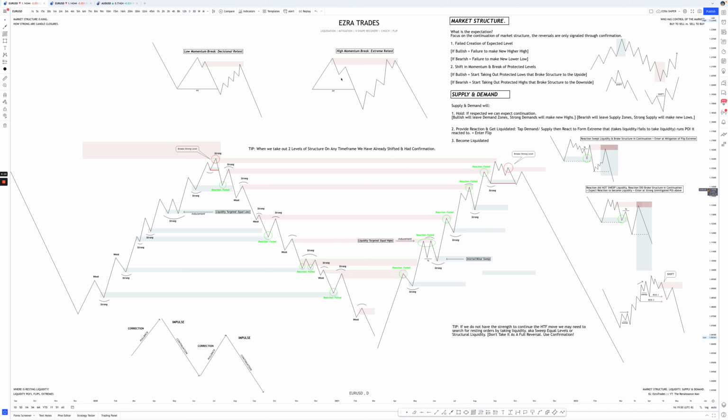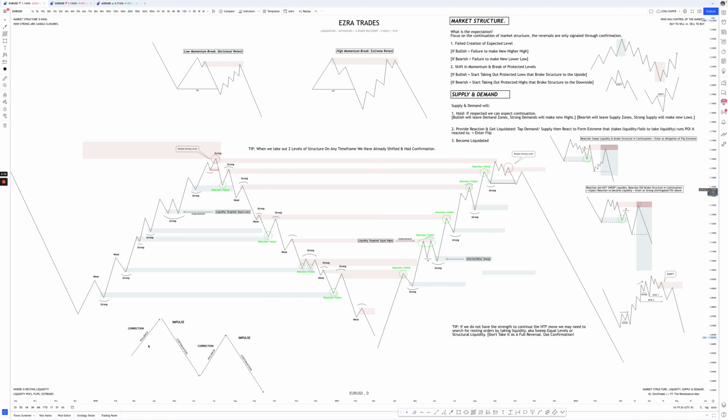Now, on the other circumstances, when we see high momentum breaks of structure, in this case with a lot of power and volume and momentum, typically what that means is that more than likely we will come back to the extreme. In those cases, usually the extreme or the origin of the move is going to be the source of unmitigated liquidity, of resting orders that we will require to continue the move to the downside.